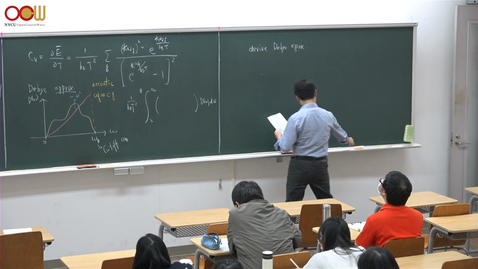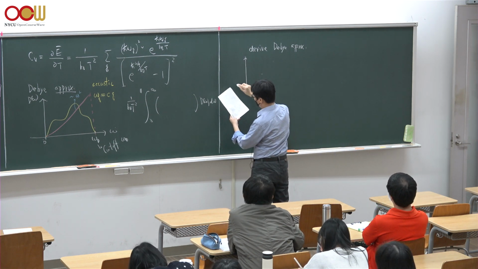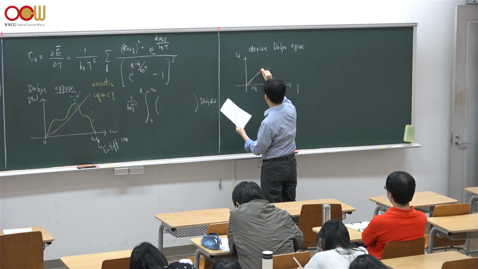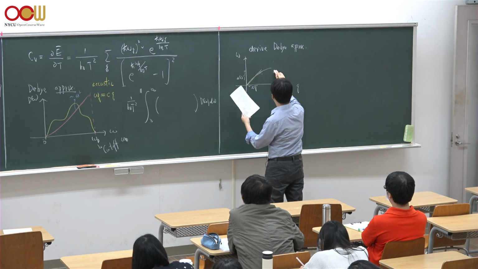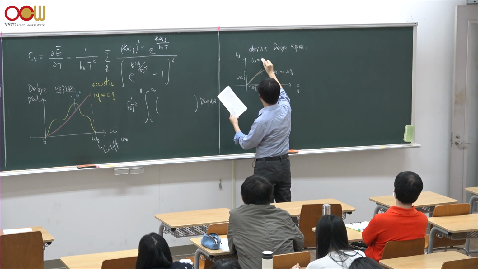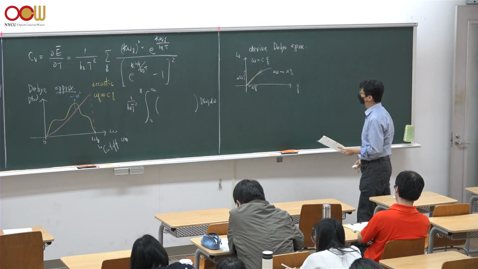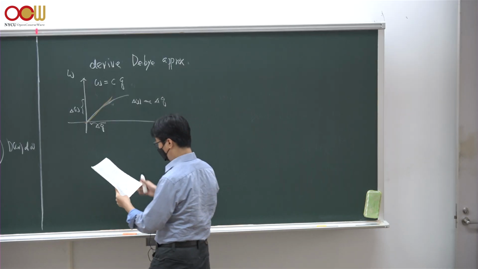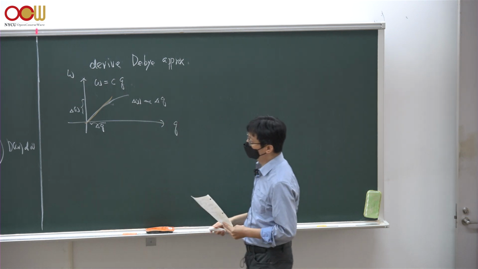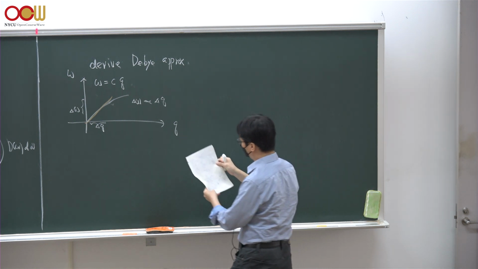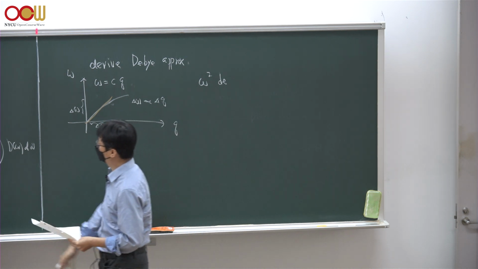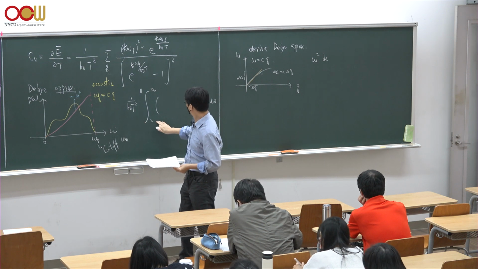So let's recover this omega squared dependence of the density of states. As I mentioned, in the low q limit, q equals 0 limit, delta omega is proportional to delta q, or omega is c times q, where c is the sound velocity or phonon velocity. So you could easily get this omega squared dependence of the density of states of phonons as a function of omega when you perform such a change of variables from summation over q to integration over omega.